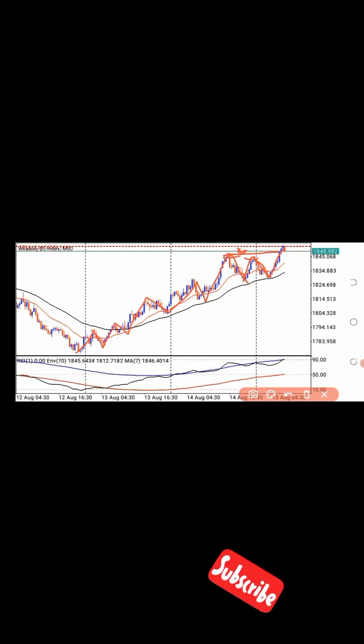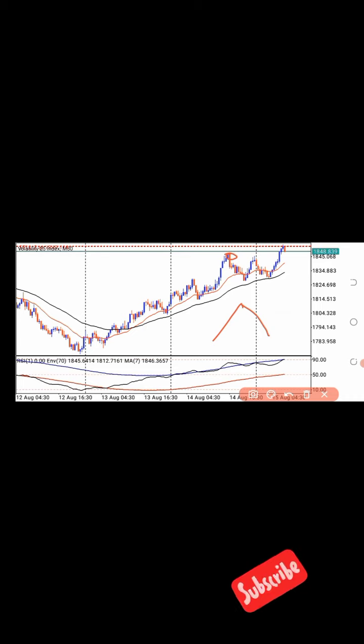So once they broke the structure to the upside, I already know that they've taken out the liquidity at this area here, right? So I should be looking for a sell, because after a higher high is formed, of course we are looking for a lower high and higher low, because the market cannot keep going up. There has to be a retracement.